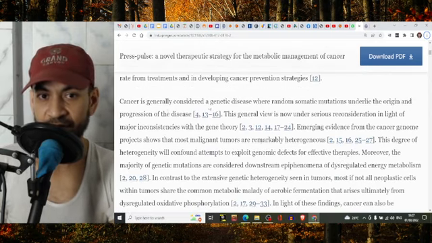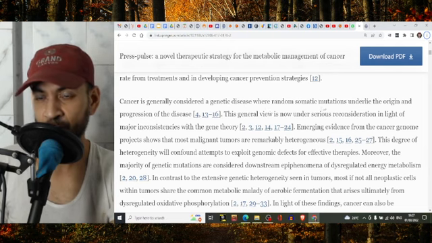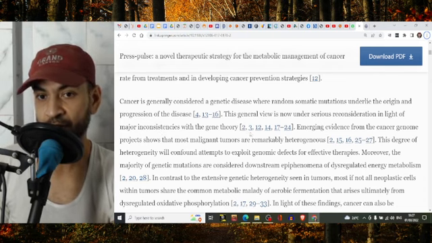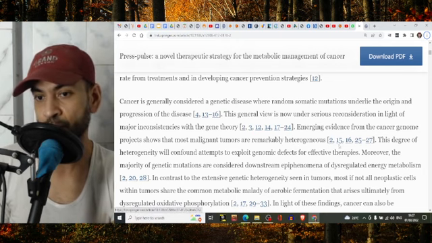Cancer is generally considered a genetic disease where random somatic mutations underlie the origin and progression of the disease. Reference 4, 13-16. This general view is now under serious consideration in light of major inconsistencies with the gene theory. Reference 2, 3, 12, 14, 17-24. Emerging evidence from cancer genome projects shows that most malignant tumors are remarkably heterogeneous. Reference 2, 15, 16, 25-27.